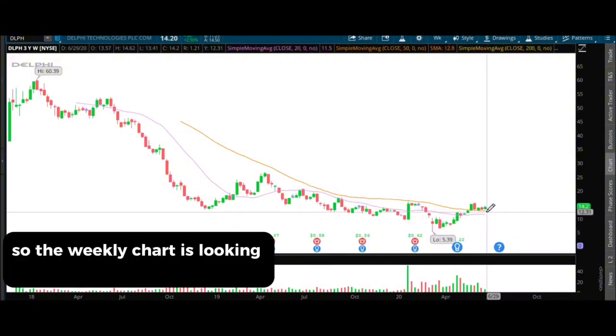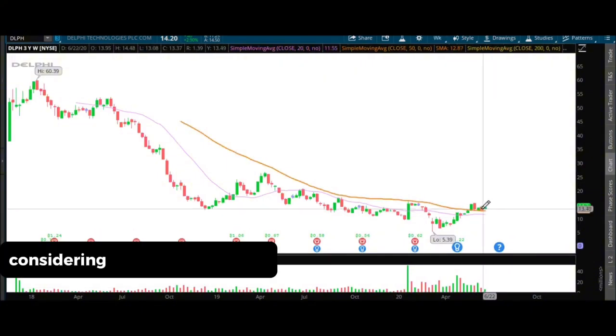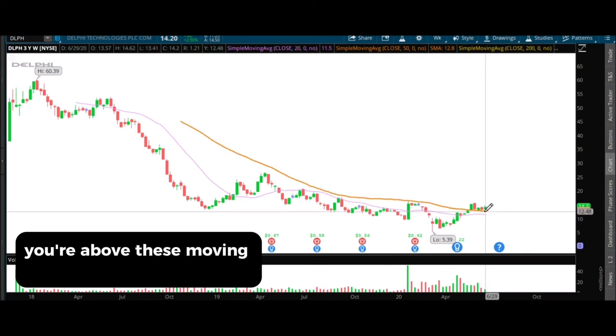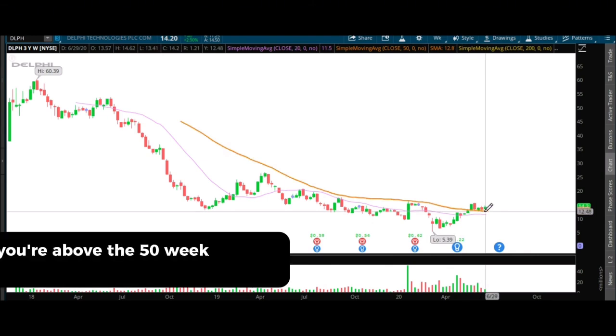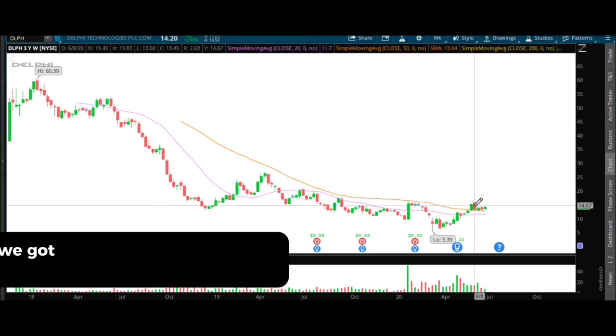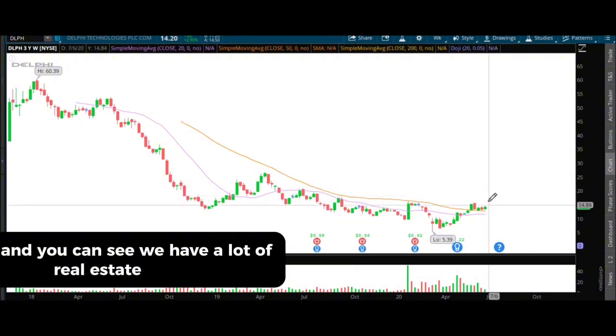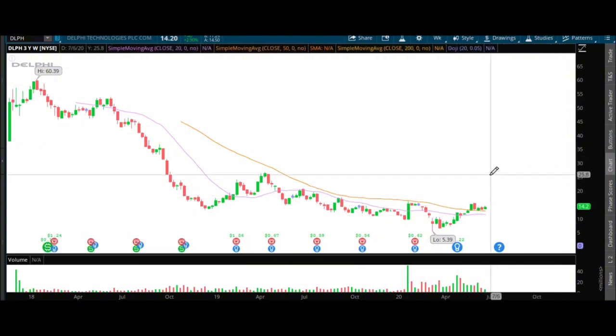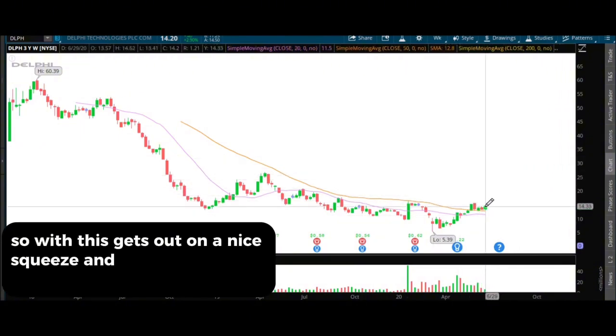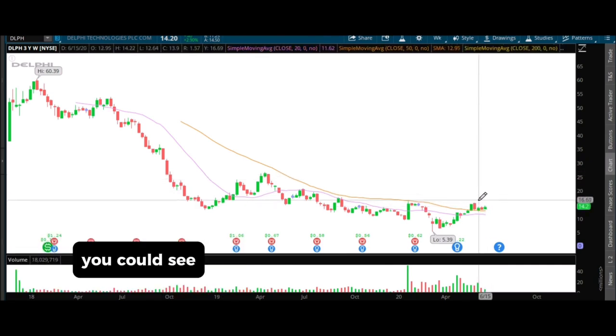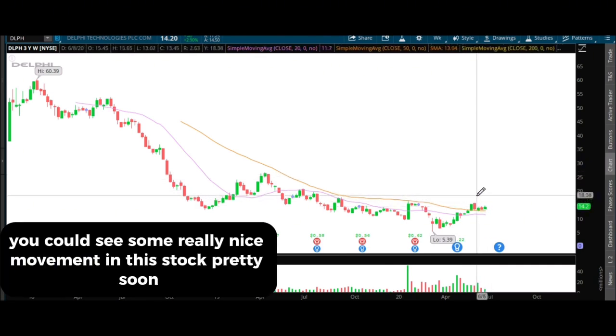So the weekly chart is looking pretty good here, considering, relatively speaking, you're above these moving averages here. You're above the 50-week moving average, 12.80. We've got to close above the high of this candle here, 15.65, and you can see we have a lot of real estate up ahead. So if this gets out on a nice squeeze and the shorts start to cover, you could see some really nice movement in this stock pretty soon.